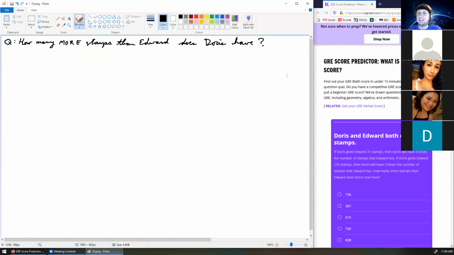So here's the thing: they're not actually telling us any real concrete numbers, right? Because they're math people, so they're giving us weird relations. What's the first relation? 72, and then Doris has 4 times more than that. It's saying if Doris gives Edward 72 stamps, then Doris will have 4 times the number of stamps that Edward has. What does that even mean, right?